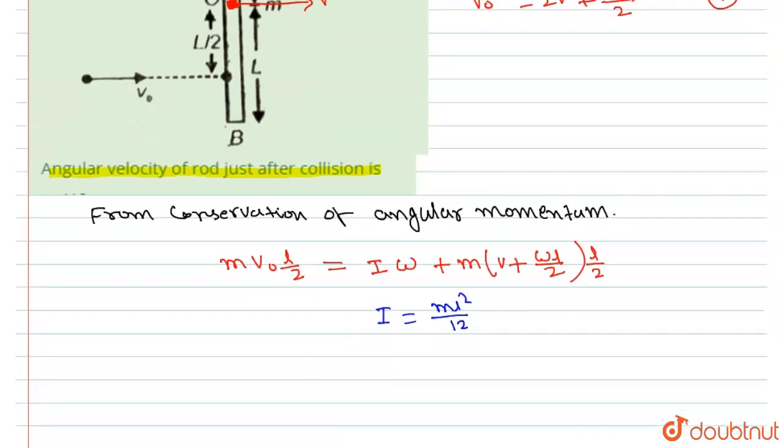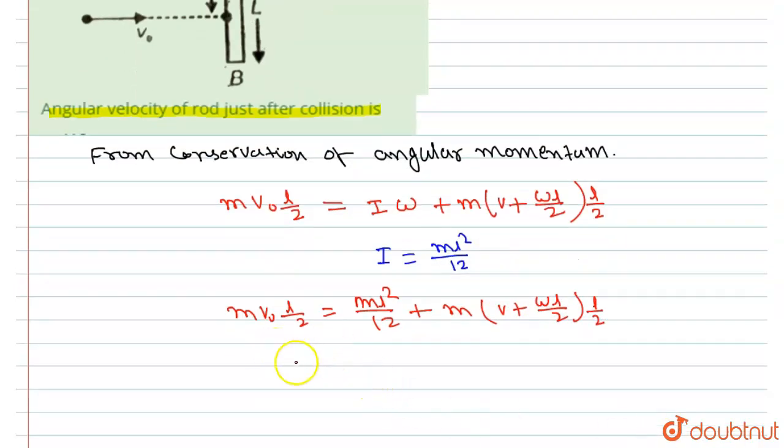So m into V0 into L by 2 equals m L square divided by 12 into omega, plus m into V plus omega L divided by 2 into L by 2. Now m and m cancel out, and after simplifying we get V0 equal to V plus 7 omega L divided by 6. This is the second relation.